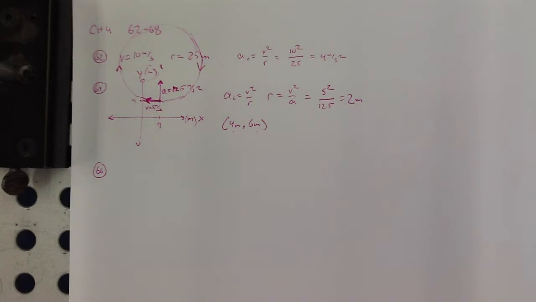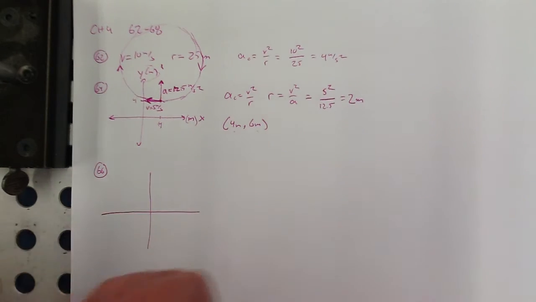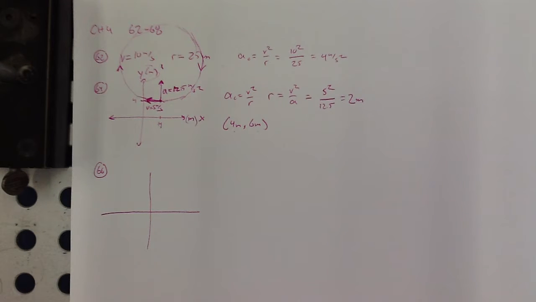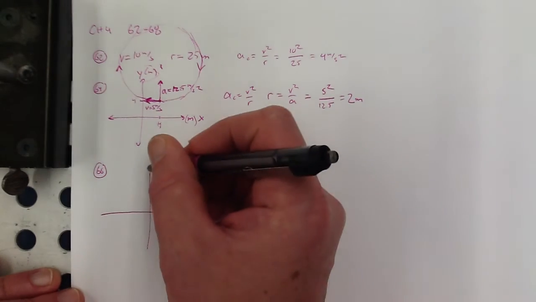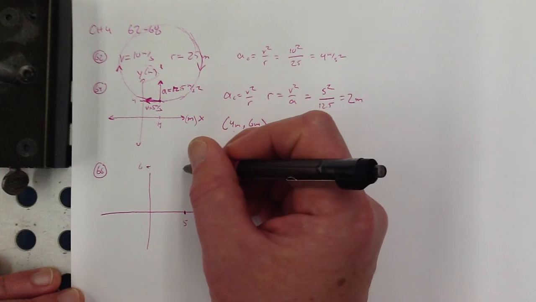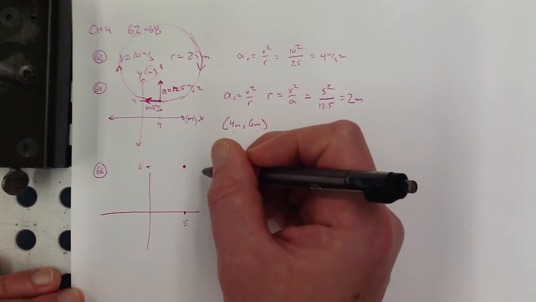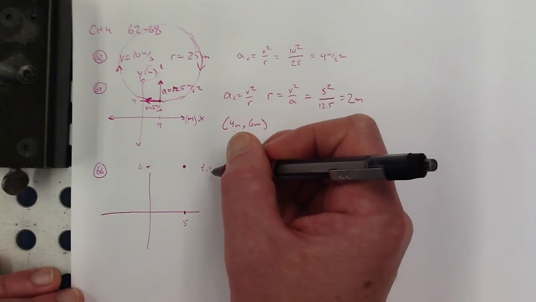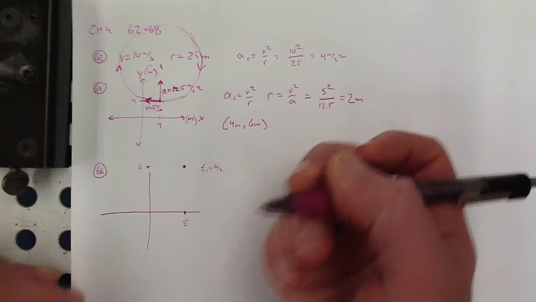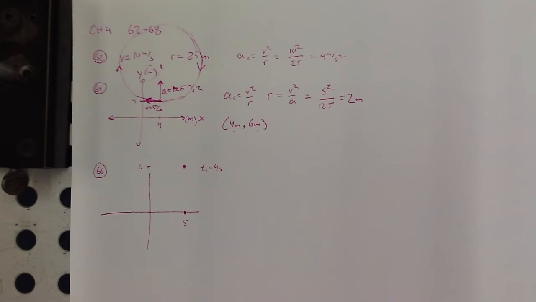66. A particle moves along a circular path over a horizontal xy coordinate system at a constant speed. Okay. Time t1 is equal to 4 seconds, and it's at the point 5, 6. So make another point here, 5, 6. There it is. This is happening at time t1 equal to 4 seconds. And it has a velocity of 3 in the j direction.